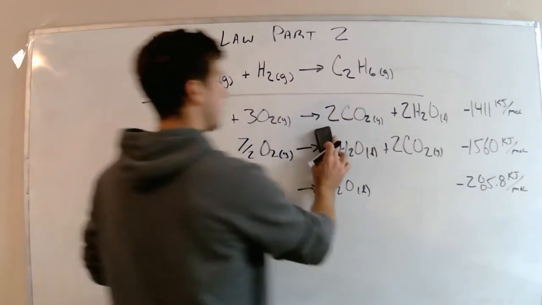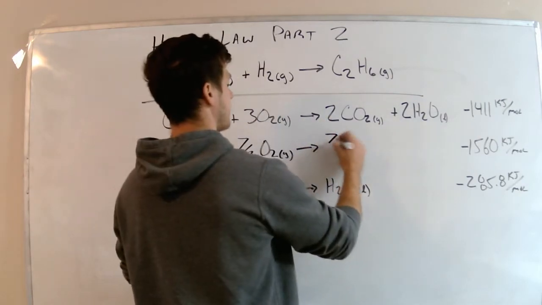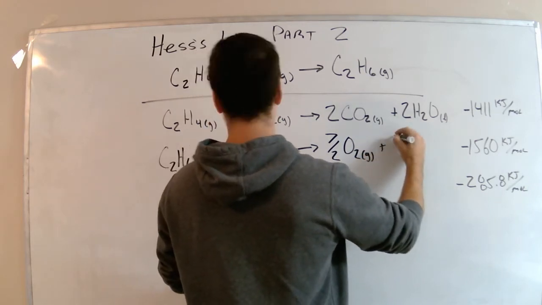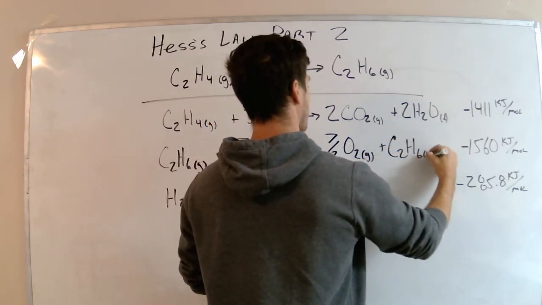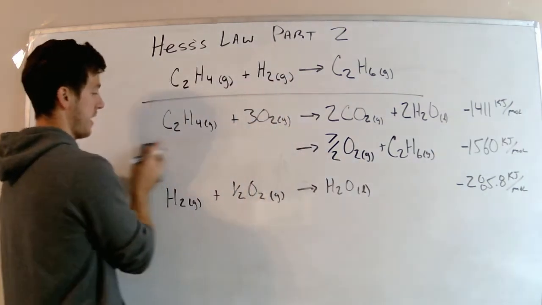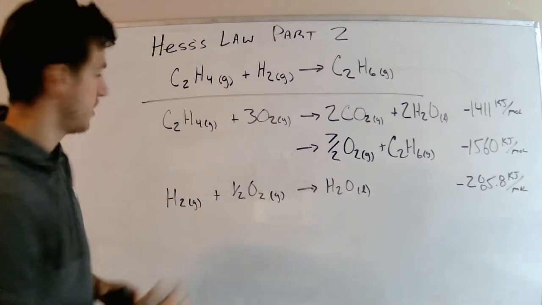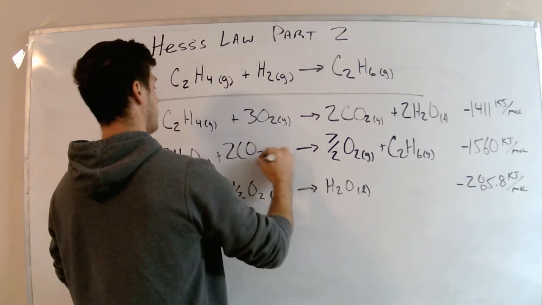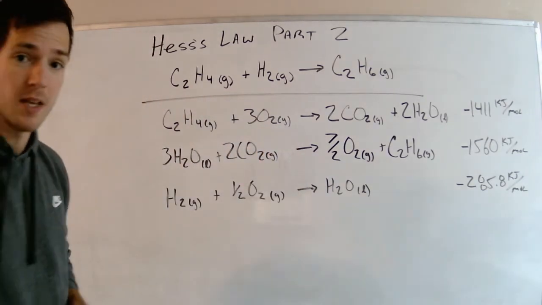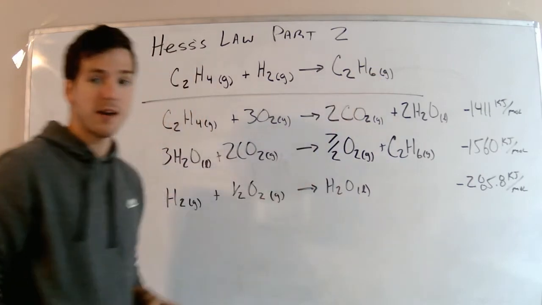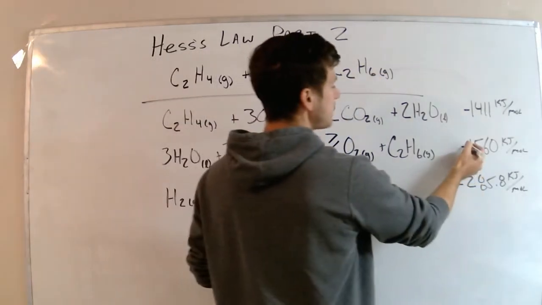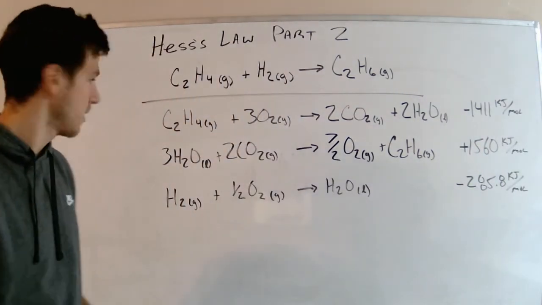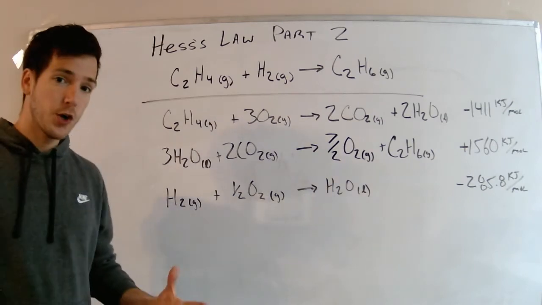Okay? So we'll have our 7 halves of O2 gas over here. We'll have our C2H6 gas over here. And then I believe it was 3 H2Os and 2 CO2s. And let me double check just to make sure. Yep. So I flipped it, so now this guy is matching our product. And since I flipped it, I'm going to change that negative sign to a positive sign. Okay? Then let's go on to our third reaction.